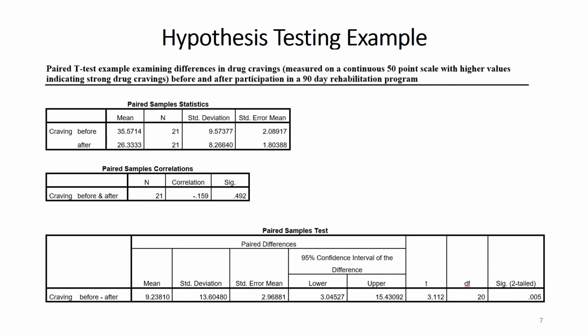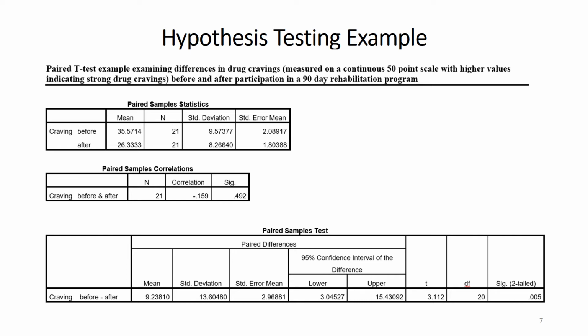Once again, as we saw with the independent samples t-test, we have access to SPSS output, right? So it has everything we need here. We're not going to have to hand compute anything, but just like we saw with the independent t-test, we're going to have to know what information to pull, what to look at. So let's take a quick look at this output before we launch into our hypothesis test. Reading from the top, this is a paired t-test example examining differences in drug cravings, measured in a continuous fashion, before and after participation in a 90-day rehabilitation program.